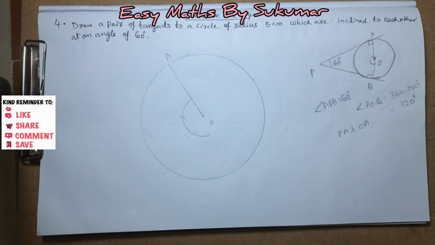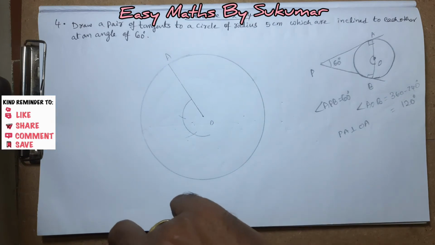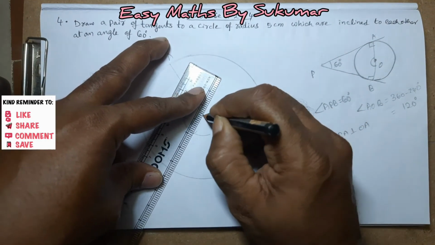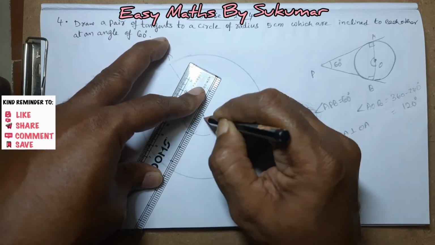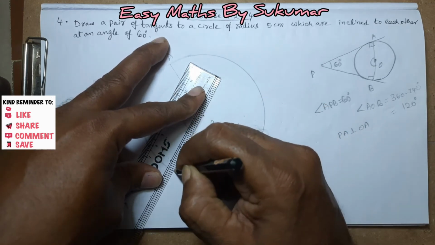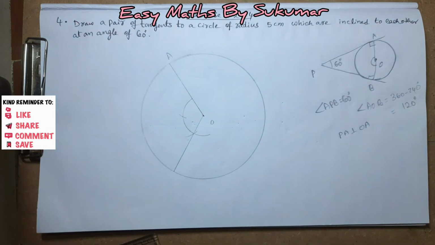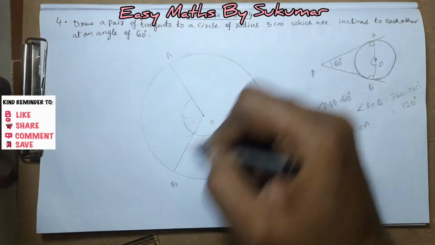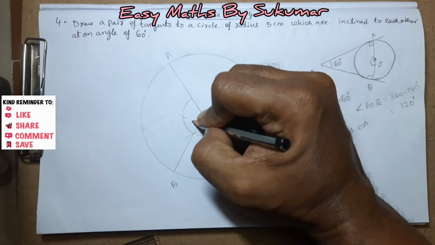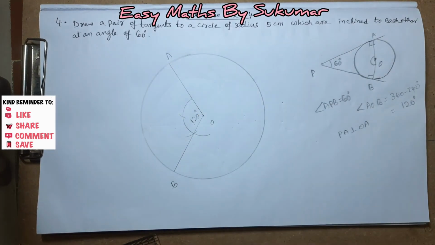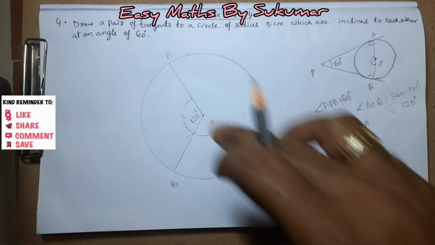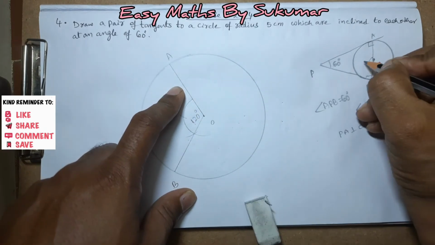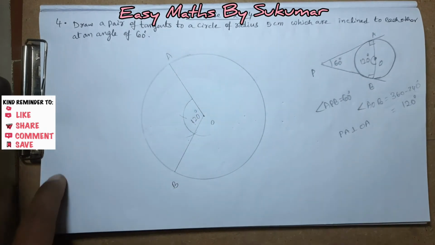Now, what you do here is join this O to this intersecting point, here to here. So you will notice that this angle, let it be B, angle AOB is equal to 120 degrees. So this is 120 degrees. Okay, I hope you understand up to here, right? Now what we have to do here, since this angle is 120 degrees, you know, students, right?